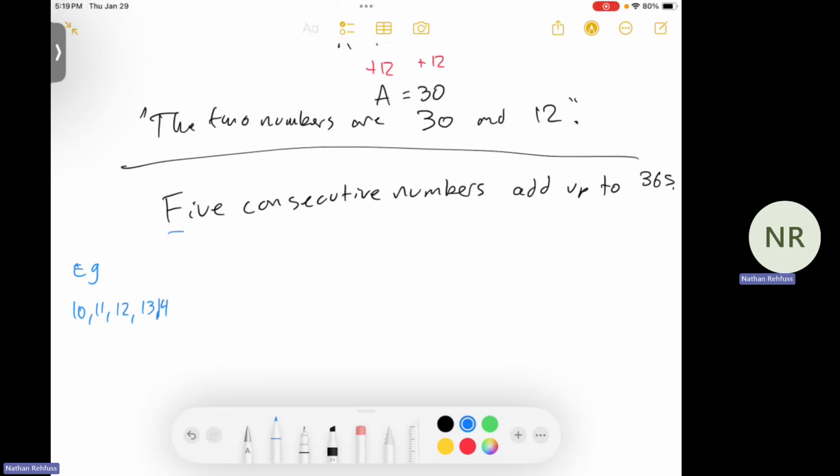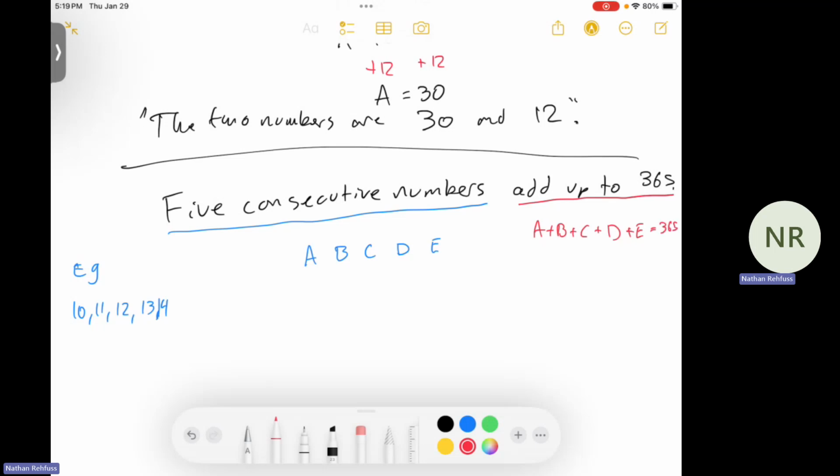Underline your unknown quantities and give them names. You can use whatever names you want. I'm going to use A, B, C, D, and E. Now underline your relationships. Since there are 5 unknowns, there should be 5 relationships. Here's one. They add up to 365. So A plus B plus C plus D plus E adds up to 365.